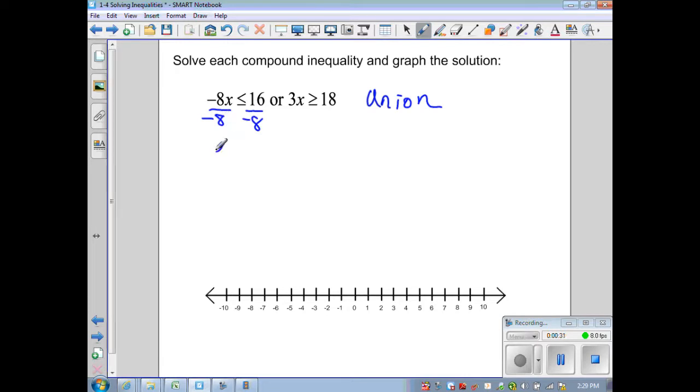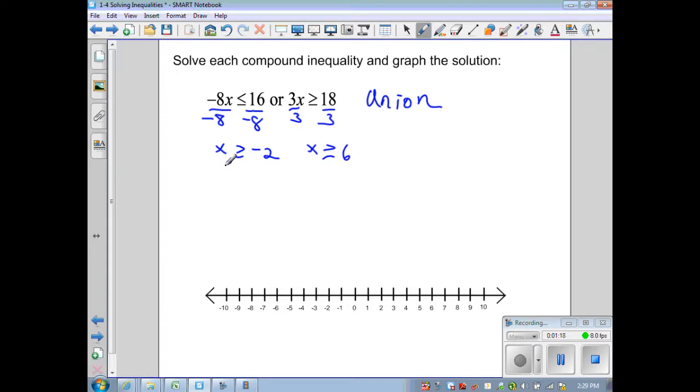That gives me x. 16 divided by a negative 8 is a negative 2. And of course, by the properties of inequality, that tells me my inequality needs to flip or reverse. So that is going to give me x is greater than or equal to a negative 2. Here, divide by 3 on both sides. x is greater than or equal to 6.